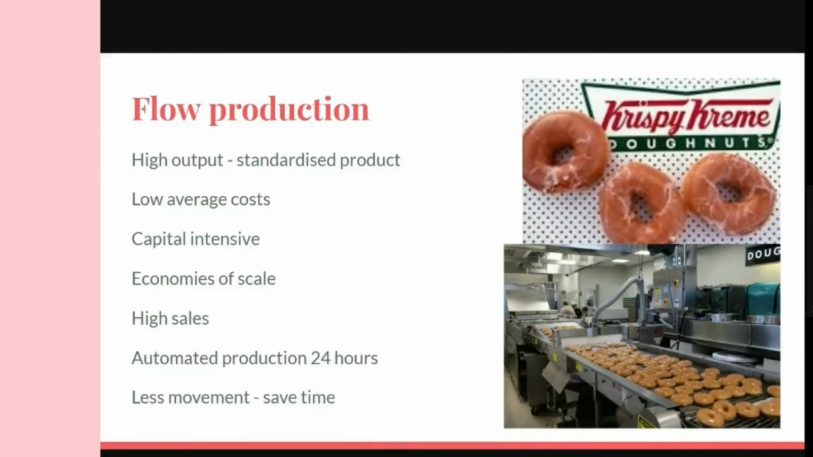So what are examples of products produced in this way? They include cars, cameras, televisions, packaged foods, and drinks. In fact, any mass-produced standardized product which is sold to a mass market will be produced in this way. As you can see, the standardized flavor products from Krispy Kreme, this is the original flavor, are produced with flow production, which has high output, lower average cost per donut, and is capital intensive, which leads to economies of scale by lowering the average cost per unit of production.